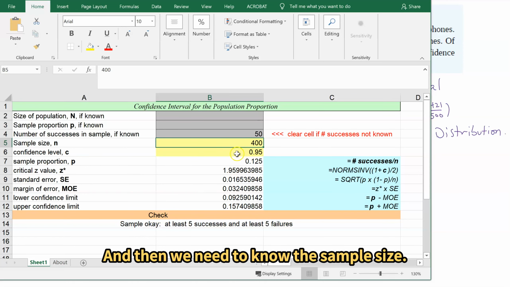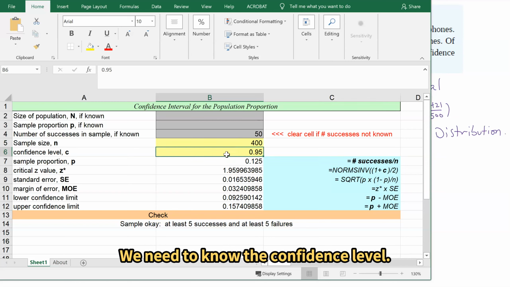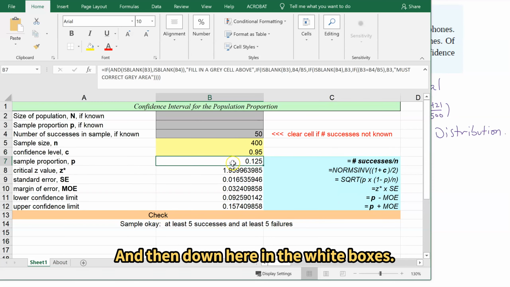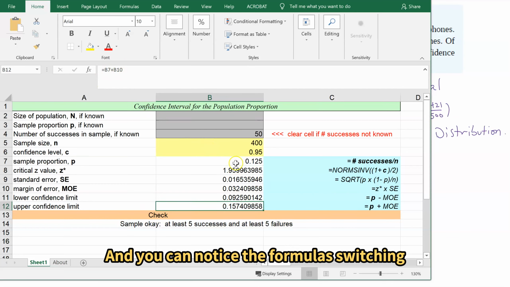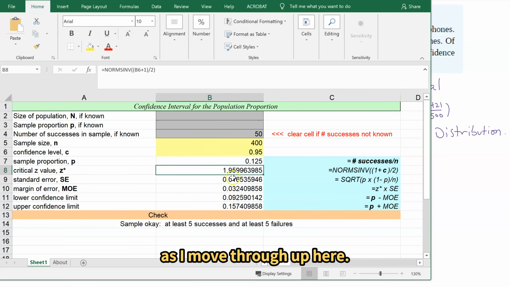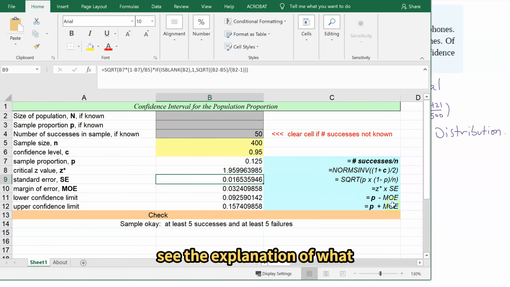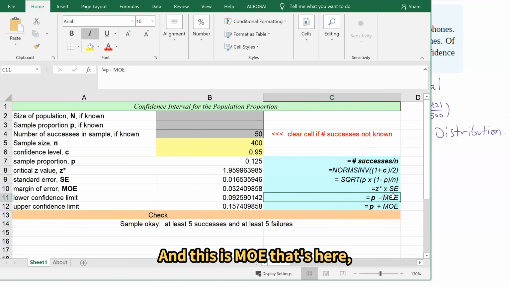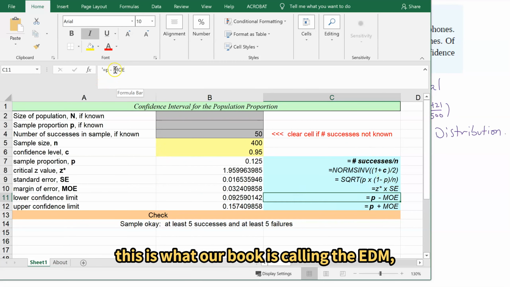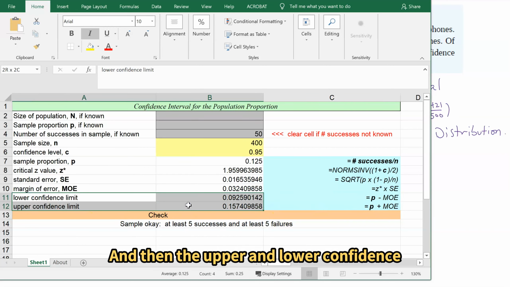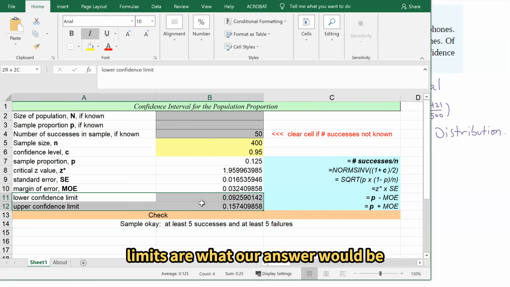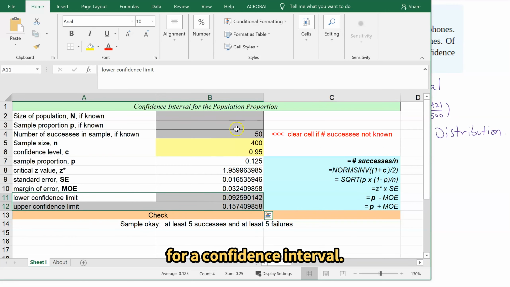And then we need to know the sample size. We need to know the confidence level. And then down here in the white boxes, these are all formulas that will be calculated for us. And you can notice the formula switching as I move through up here. You can also see the explanation of what the formulas are doing over here in the blue. And this MOE that's here, this is what our book is calling the EBM, the error bound. So these are the error bound calculations. And then the upper and lower confidence limits are what our answer would be for our confidence interval.